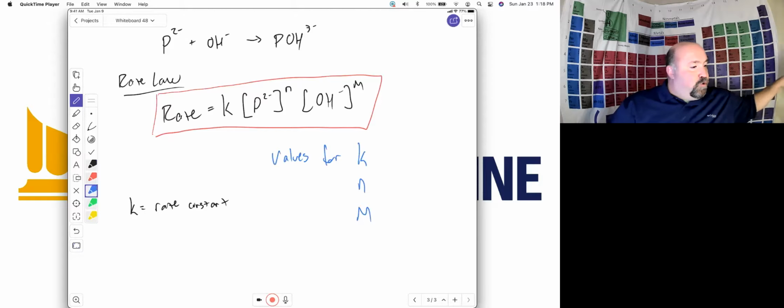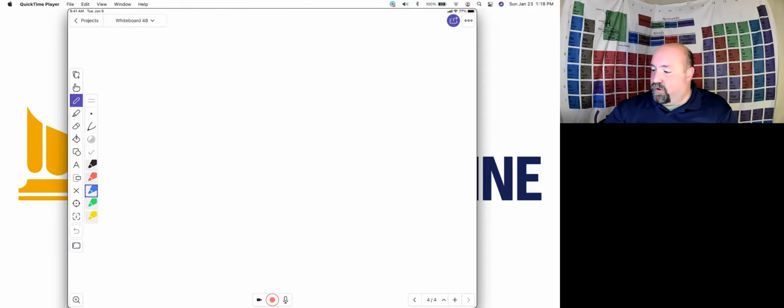Now, there are two basic ways that you can go about finding this information for any sort of reaction. One of those is what I would call a classic kinetics experiment, in which, again, here's our equation that we're looking at.